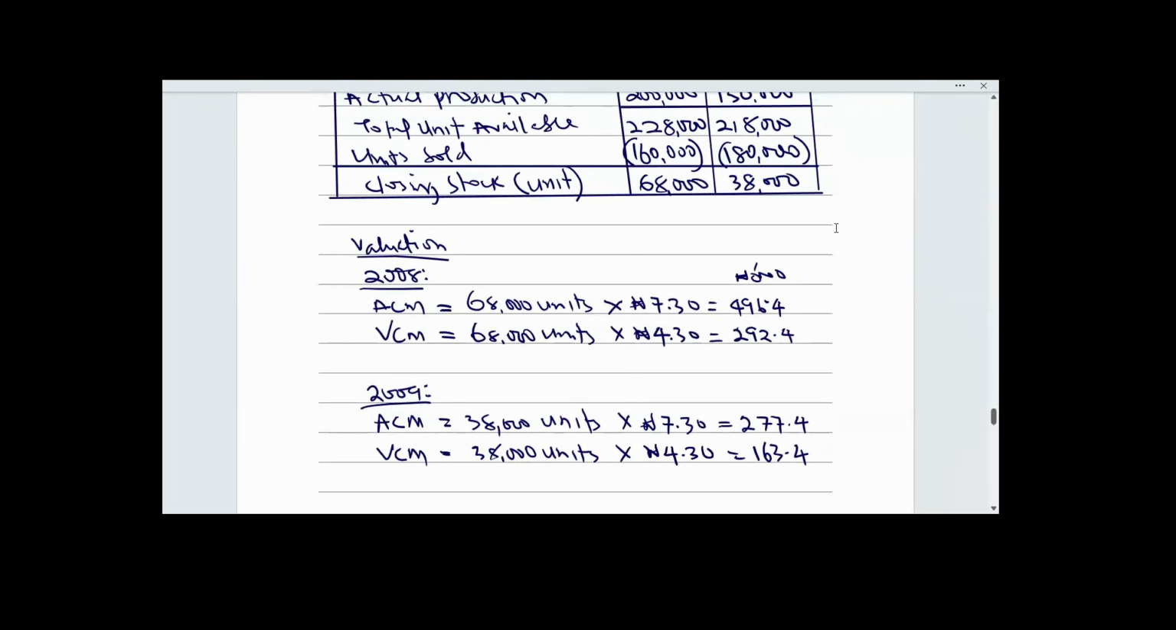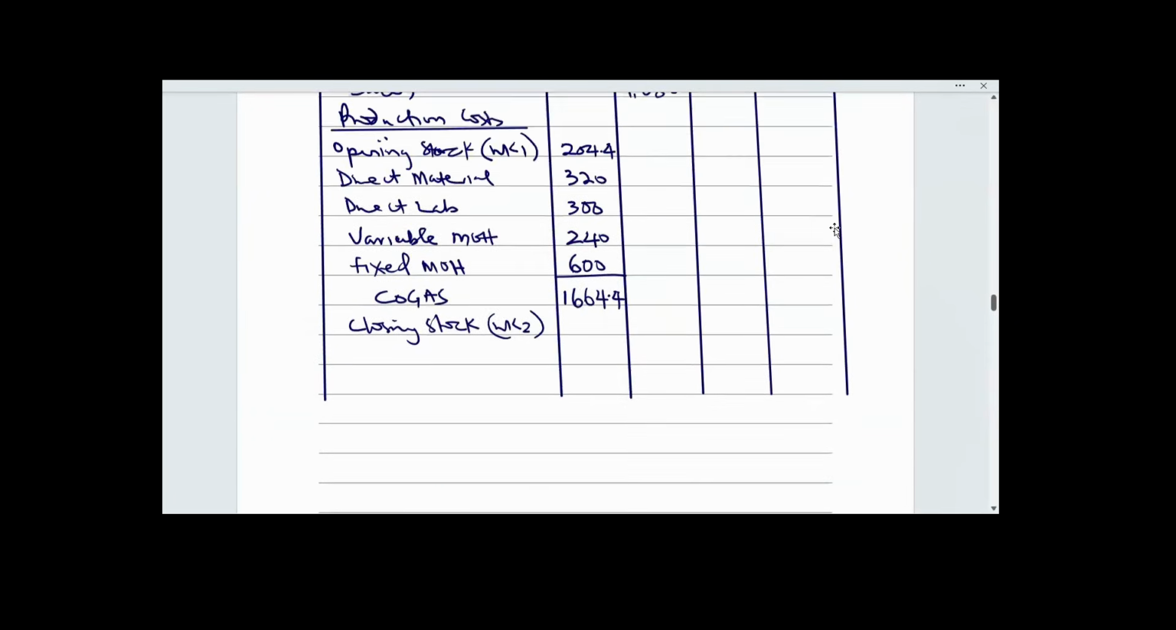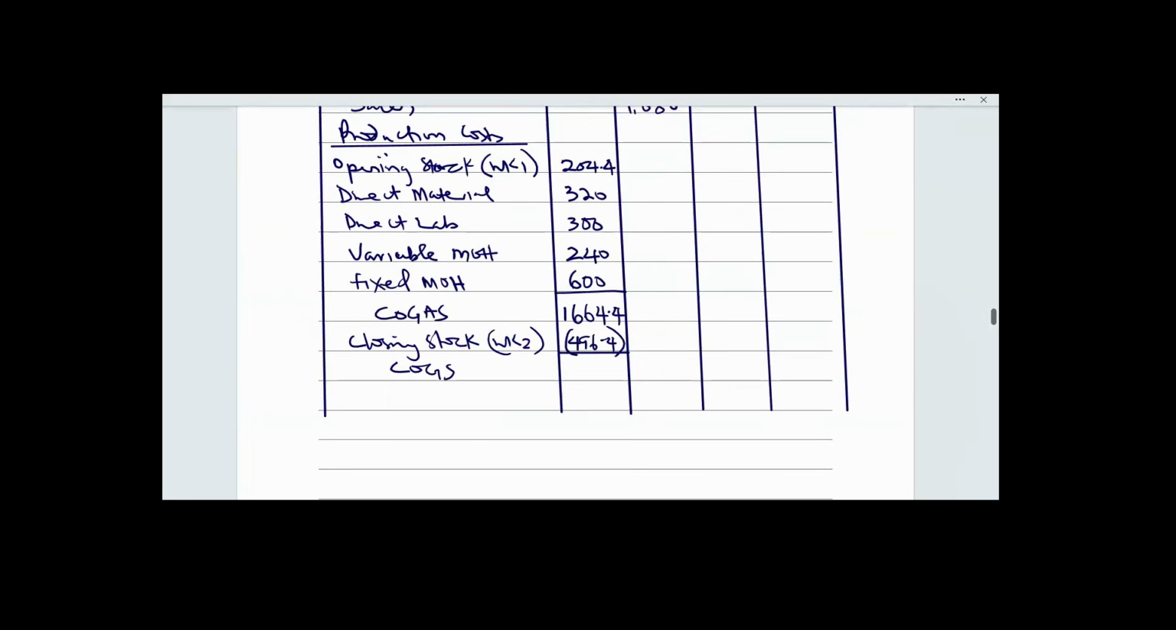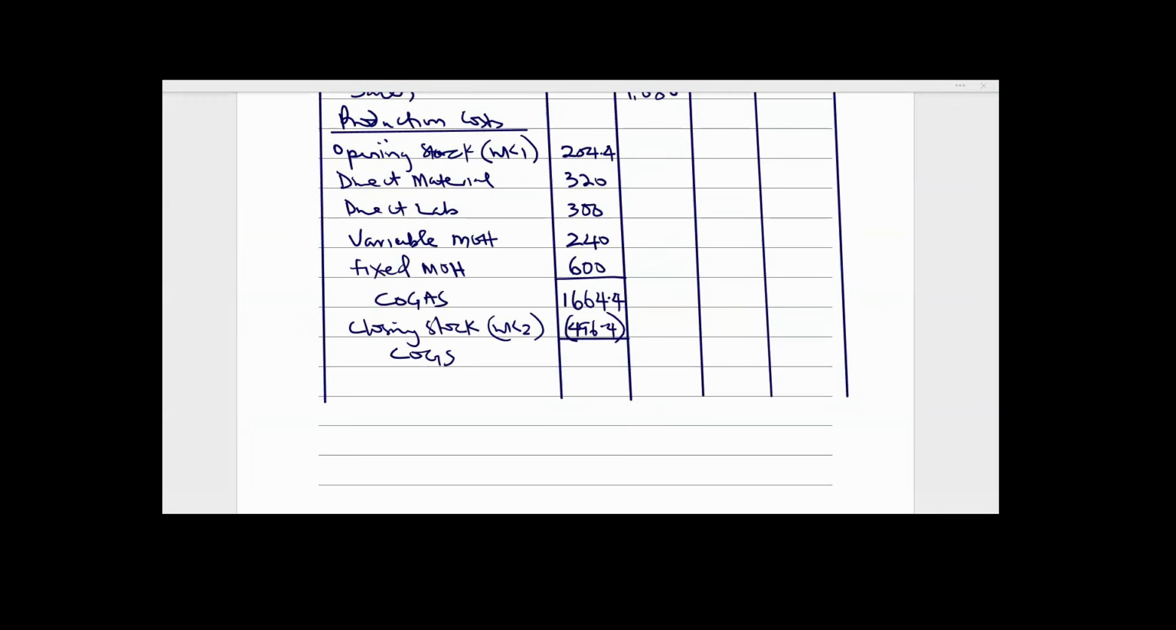Under the ACM, closing stock is 496.4 minus 1664.4. What do you get? 1168. That's closing stock. Immediately after closing stock, you need to consider overhead absorption. We then go ahead and do the calculation to see what we are going to put there.